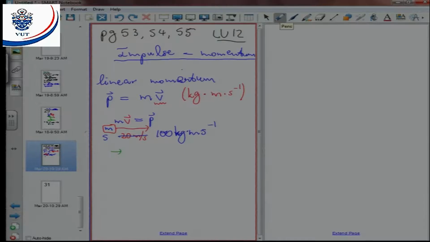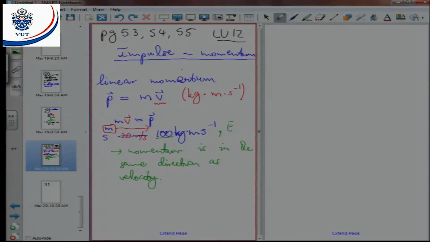You can see that even though I did not state it, momentum is in the same direction as velocity. Of course momentum is a vector, so in this case we need to add the fact that this is east according to this diagram. So your momentum would be 100 kilograms meters per second east.